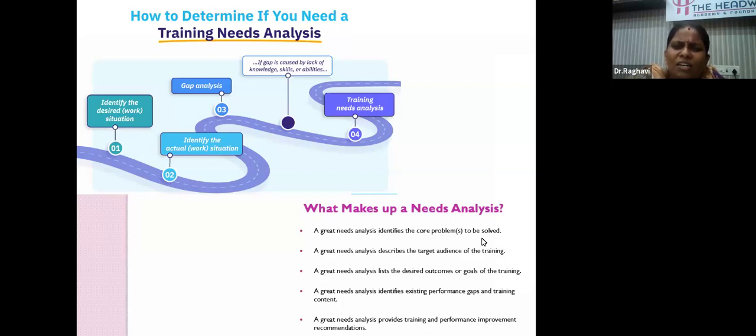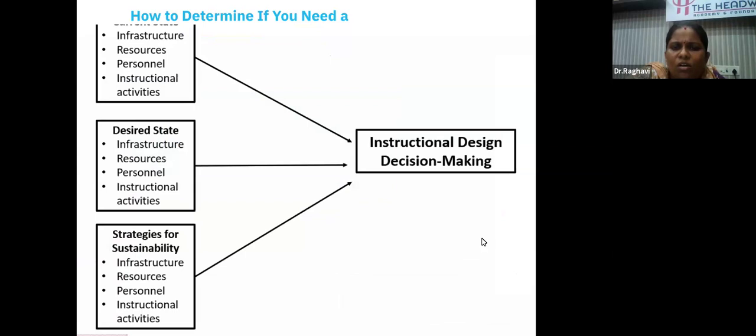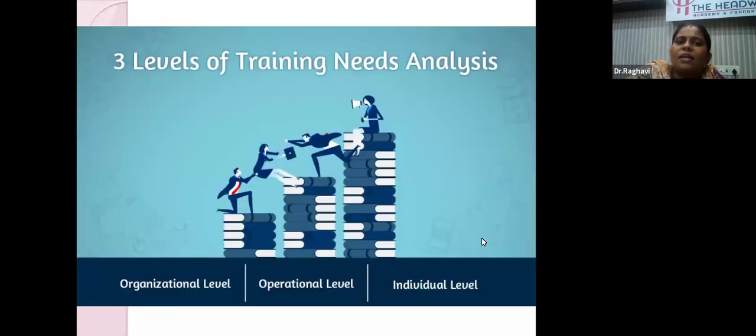I don't have to tell you why we need training analysis and all that, but we all know how training need works to a certain extent. What are all the important steps that we have to follow in terms of your training need analysis? But what is more important here is to quickly understand the 3 levels of training need analysis.